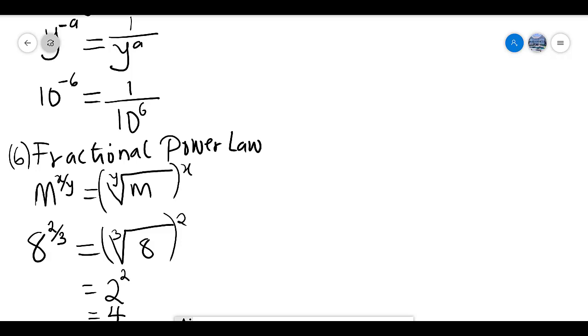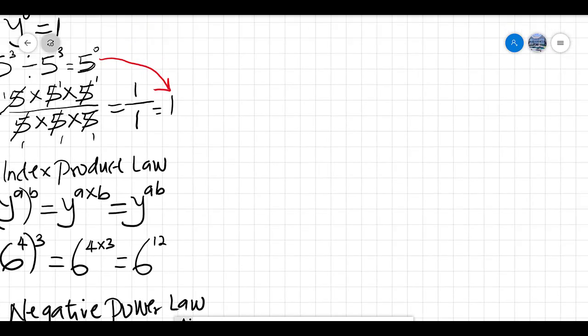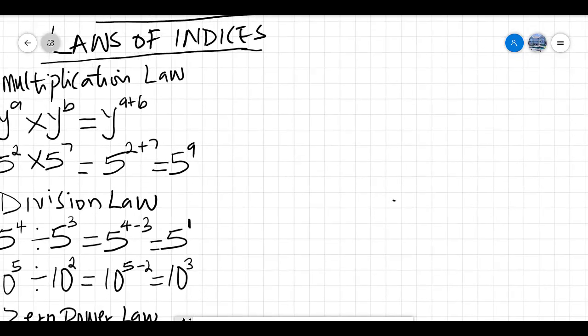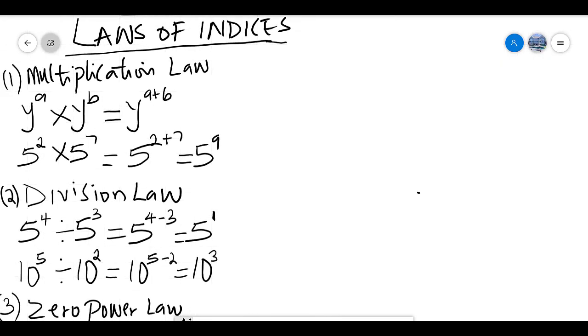All right, so that was a brief summary of the laws of indices. All right, let's look at some questions where we could apply these laws.